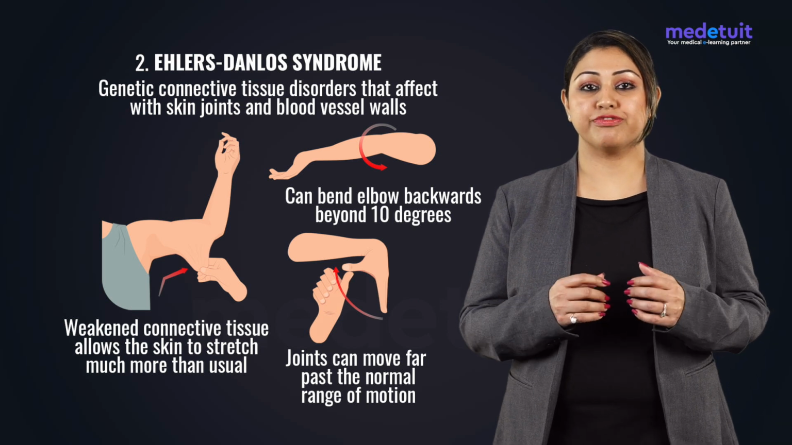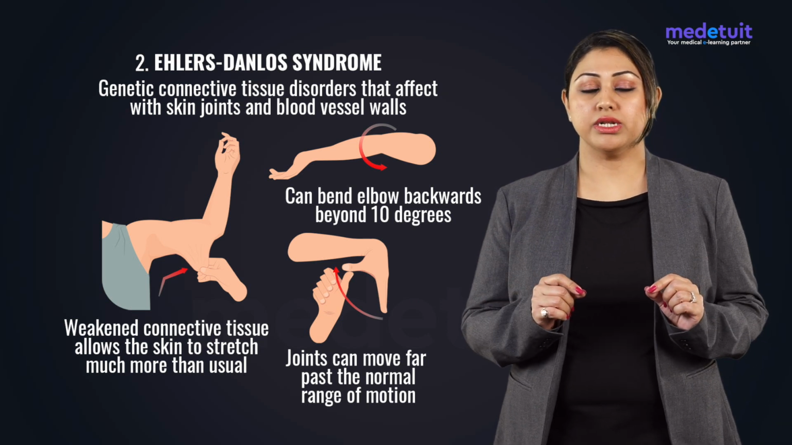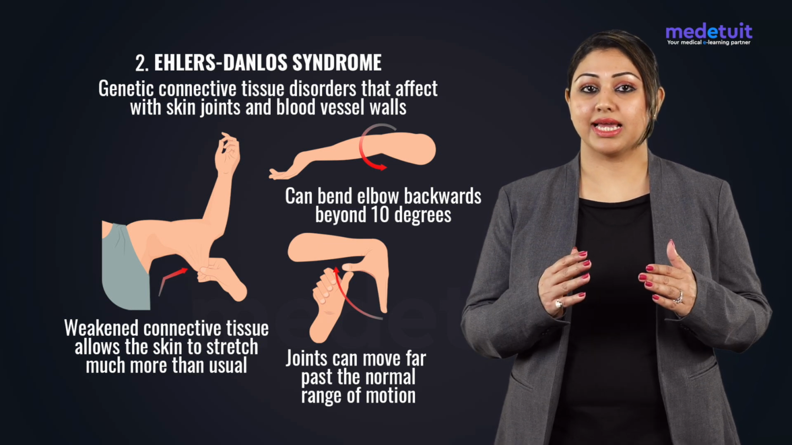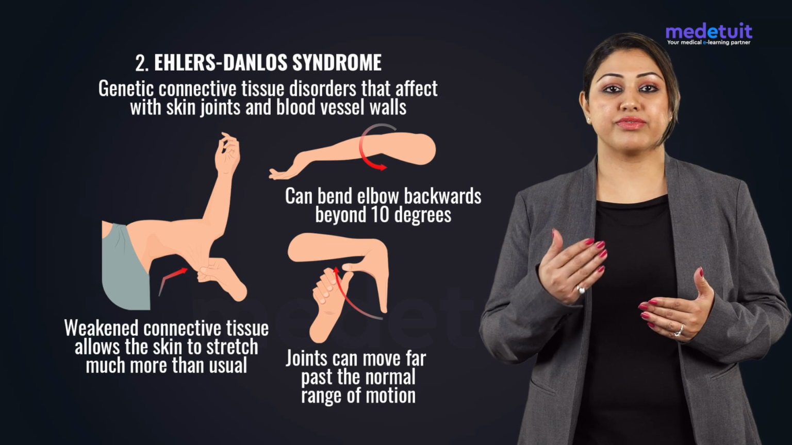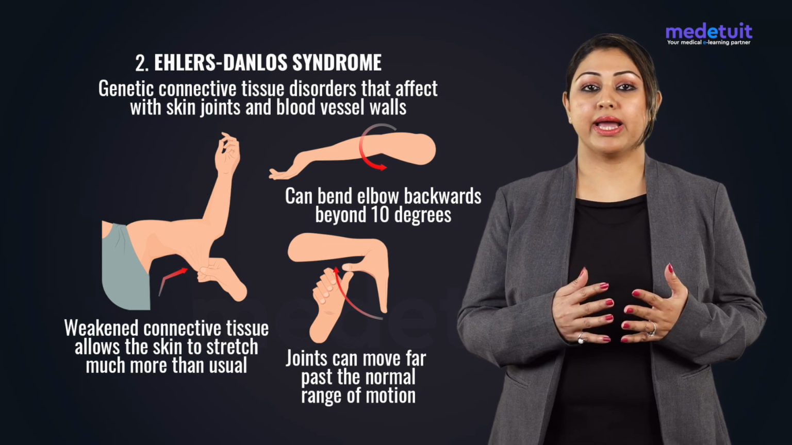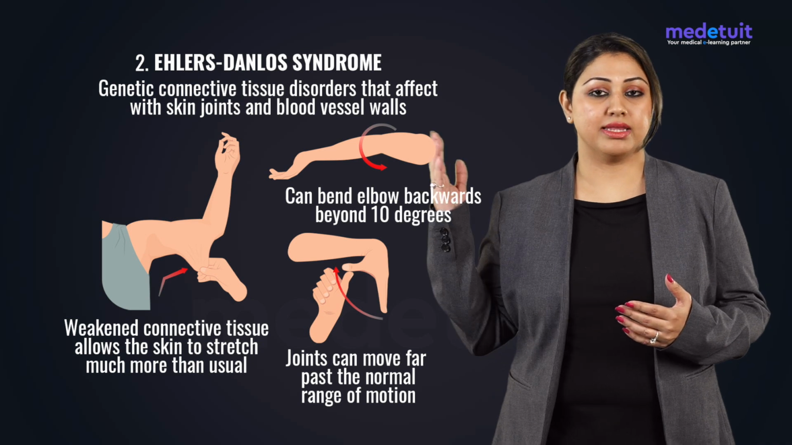The second condition is Ehlers-Danlos syndrome. This results from the defective type 3 collagen formation due to defective enzymes lysyl oxidase or lysyl hydroxylase. It is characterized by weakening of collagen, loose skin, hypermobile and lax joints, as you can see in the image.